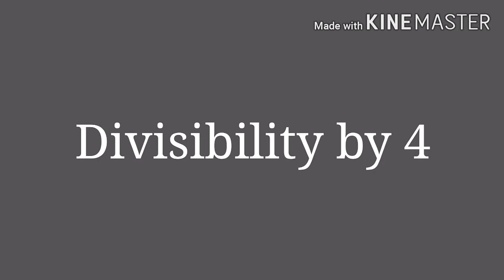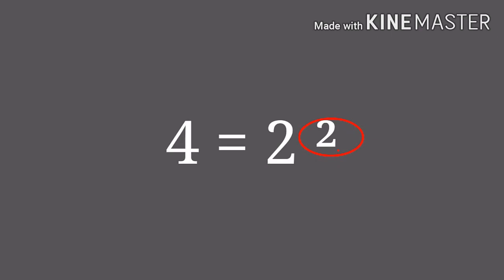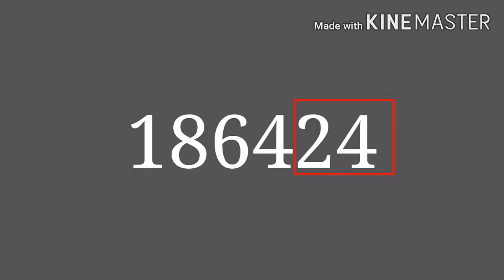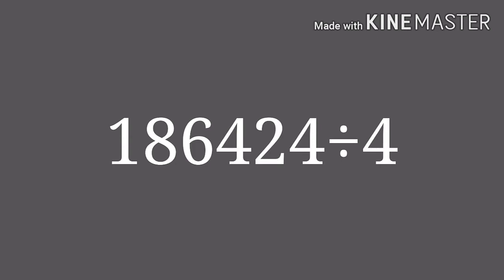Divisibility test for 4. 4 is equal to 2 squared. The exponent says that the last two digits of the given number are to be examined. If they are divisible by 4, then the entire number is divisible by 4. That is, 186424 is divisible by 4.